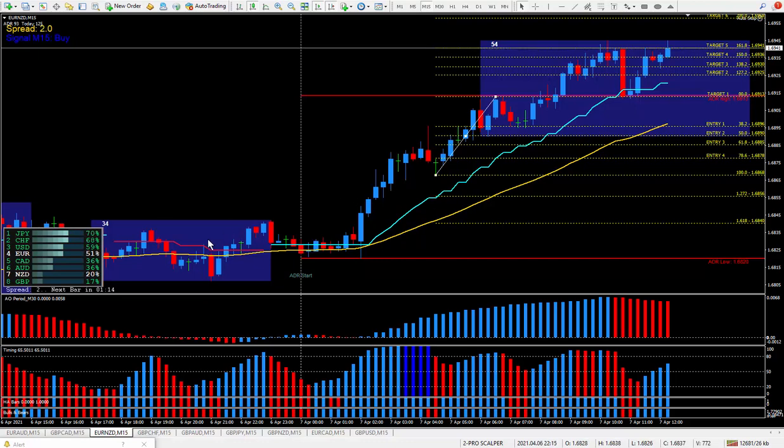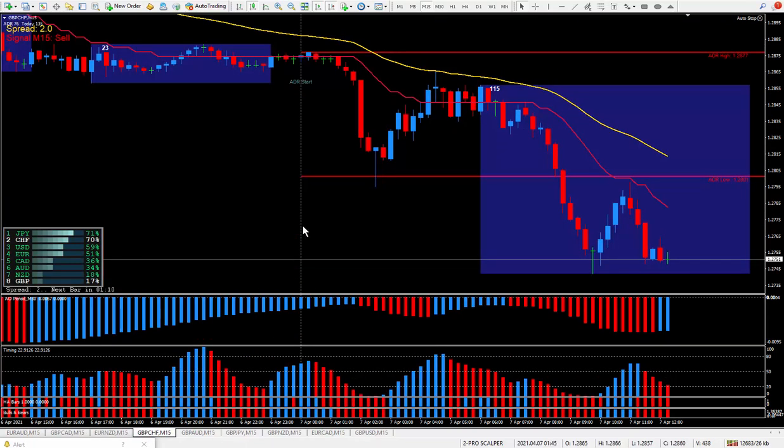So another excellent trade. Moving on to the pound Swiss here. Remember, the pound pairs was very weak today. So when you know that, you can easily throw the Fibonacci on it.